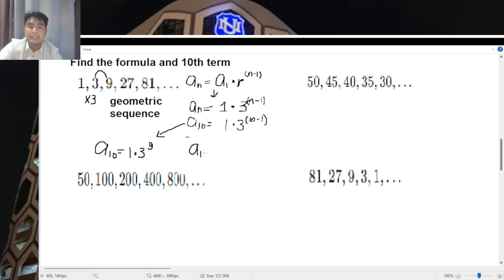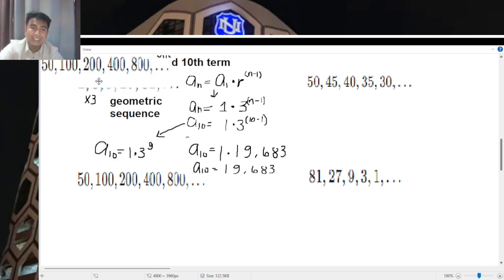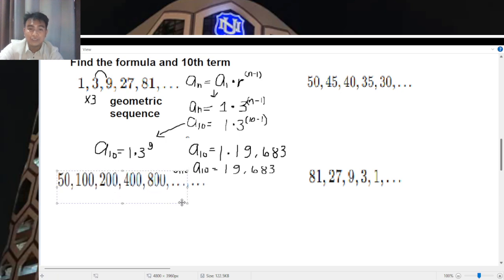a 10 is equal to 1 times 3 raised to 9, which would be 19,683. So just multiply them. Of course, anything multiplied by 1 is equal to itself. So the answer here is this number. Okay? Final answer would be 19,683. Okay. I hope that the writing is understandable. So let's now proceed to the next question here.